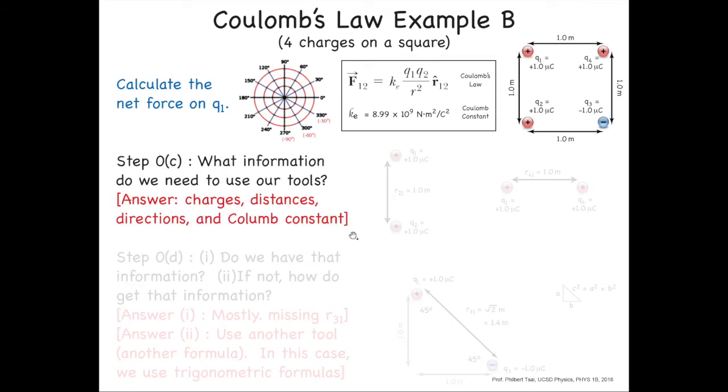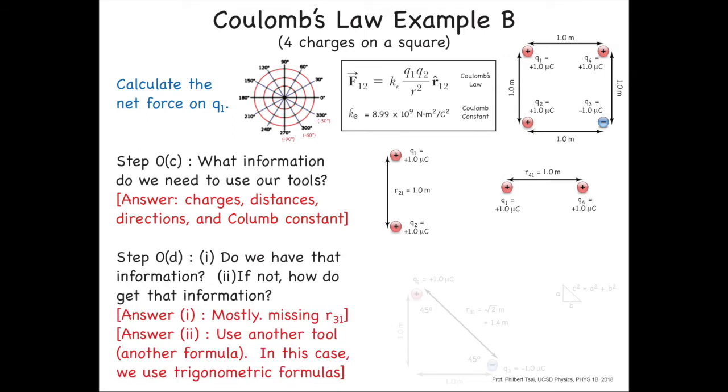So what information do we have, right? We're given the separation between Q1 and Q2, as well as between Q1 and Q4, but we don't have directly the separation between Q1 and Q3, right? We don't have R31. This is 1 meter, this is 1 meter, but this is not labeled. So that's now a missing piece of information, because if we had all the charges and all the distances, then we would be able to calculate the individual Coulomb's law for each one of these pairs. We have all the charges, we have 2 of the 3 distances, so we're missing a piece of information.